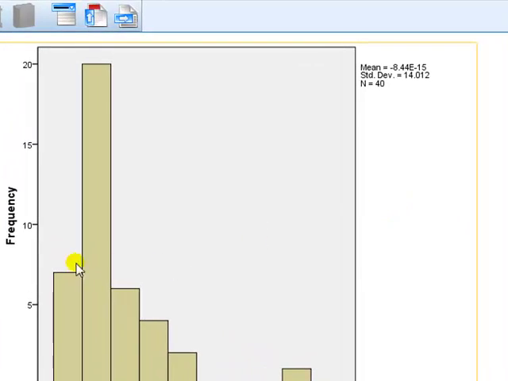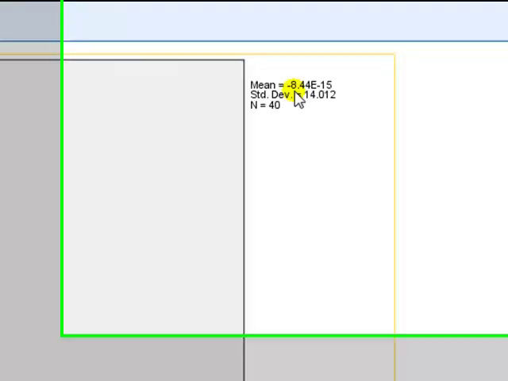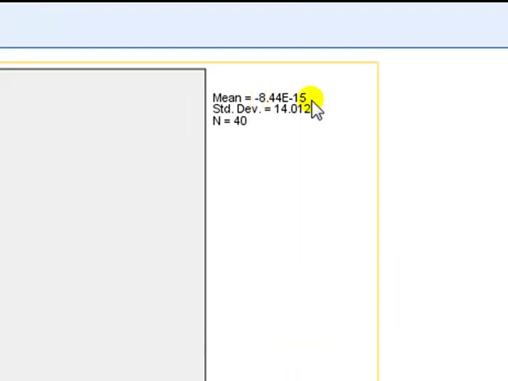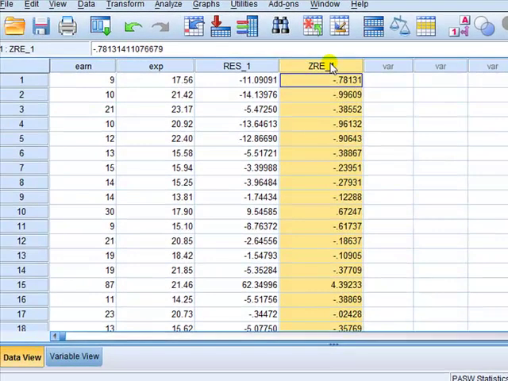What we can see from this is that the histogram of the unstandardized residual has a mean close to 0, minus 8 point something times 10 to the minus 15, so it's effectively 0, but the standard deviation is not 1, it's 14. Moreover, this distribution is certainly not symmetrical. It is positively skewed. So when we compute the standardized versions, as we've asked SPSS to do, will this column have a mean of 0 and a variance of 1? And what will be the shape of the distribution?